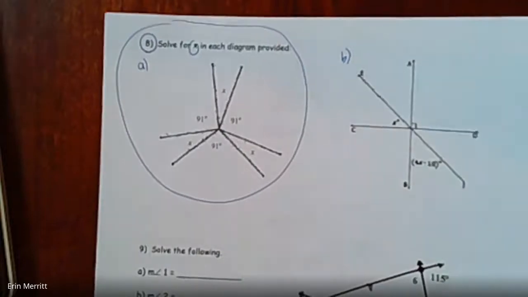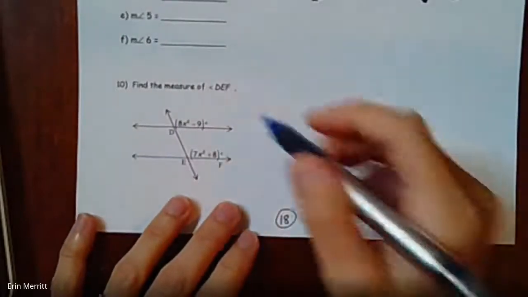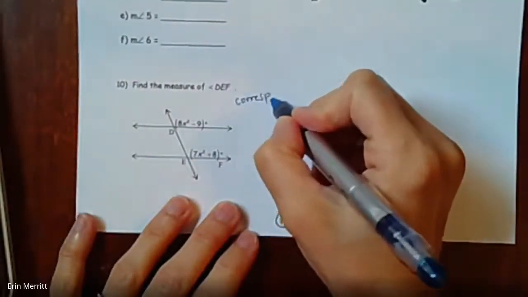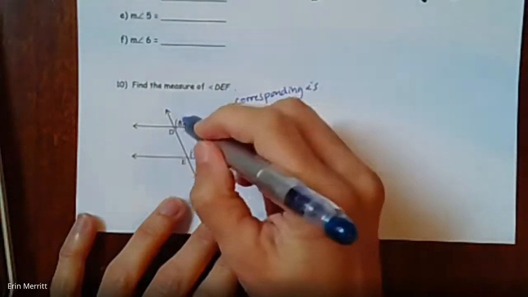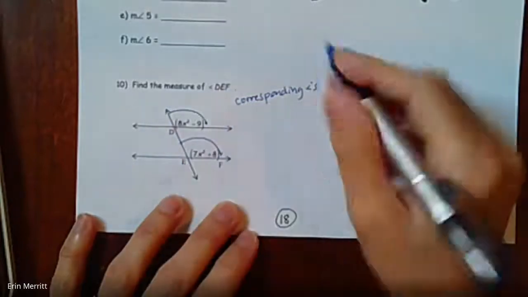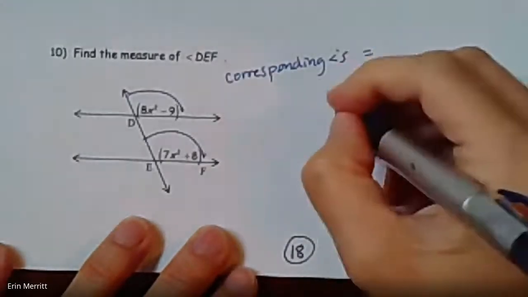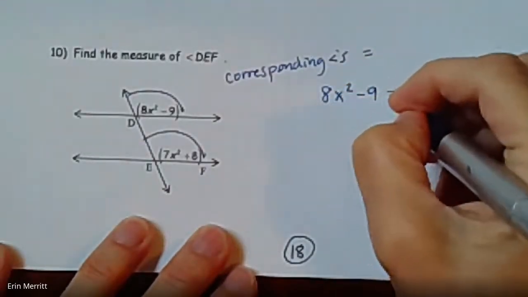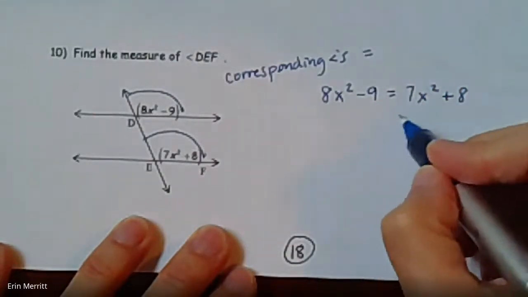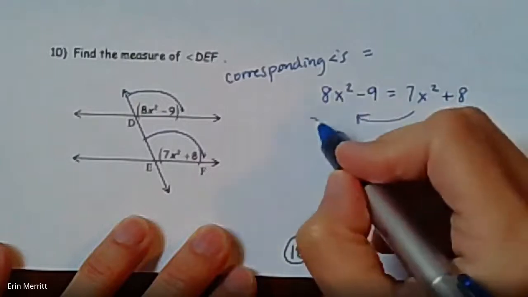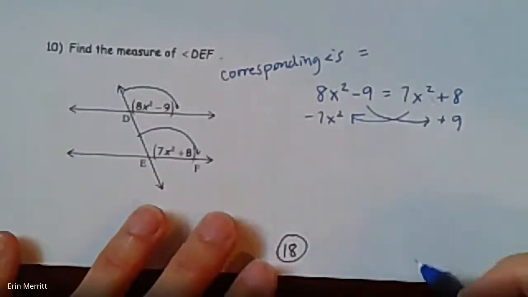All right, let's slide on down. We've got a couple other questions. Let's jump on down to number 10. Here's another one with an x squared, but it comes out a little differently because here you've got corresponding angles. So these two, you have to set equal to each other. All right. Let me zoom in a touch there. So we've got 8x squared minus 9 equals 7x squared plus 8. If I subtract the 7x squared over, and at the same step, I'm going to add the 9 to the other side.